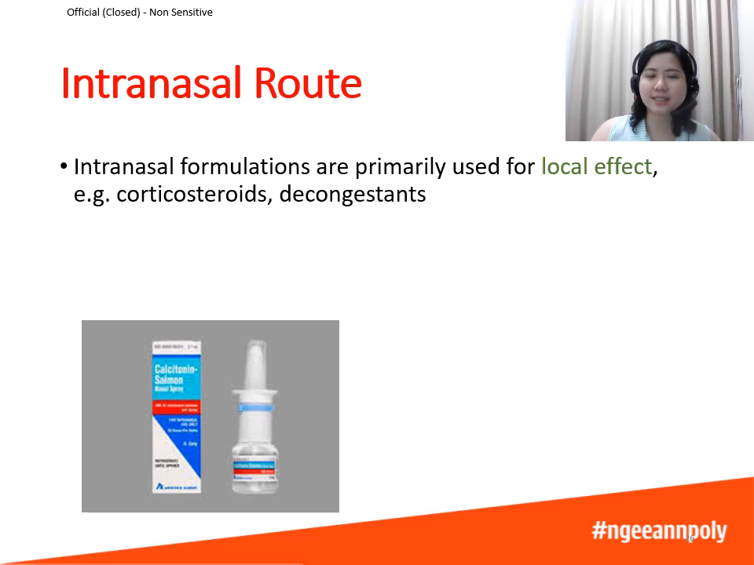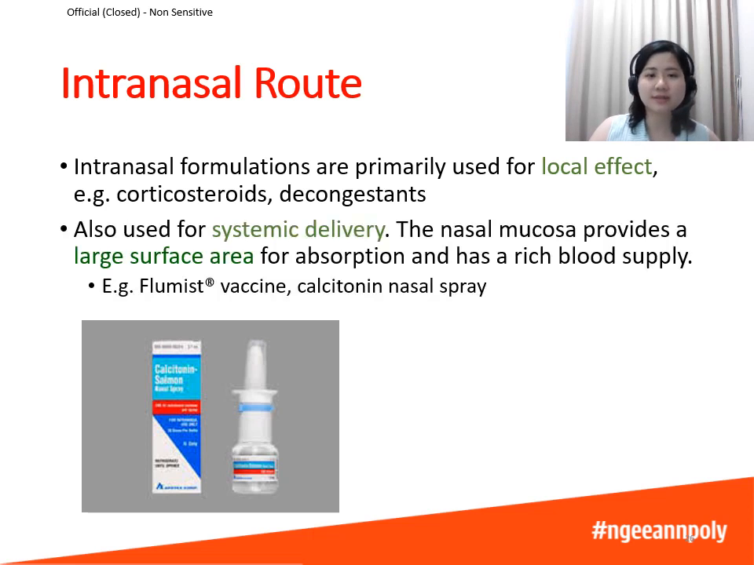Intranasal formulations are sprayed or applied in the nose. They are primarily used for local effect, for example, corticosteroids to reduce inflammation and decongestants for blocked nose. This route can also be used for systemic delivery. The mucous membranes in the nasal cavity provide a large surface area for absorption and have a rich blood supply. For example, the flu mist vaccine and calcitonin hormone are delivered as nasal sprays.